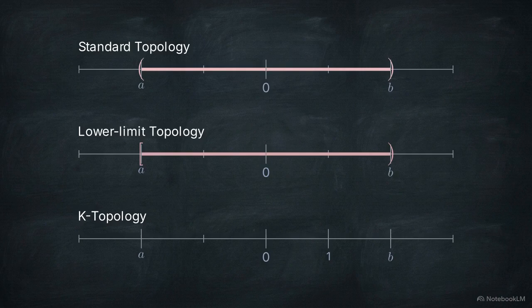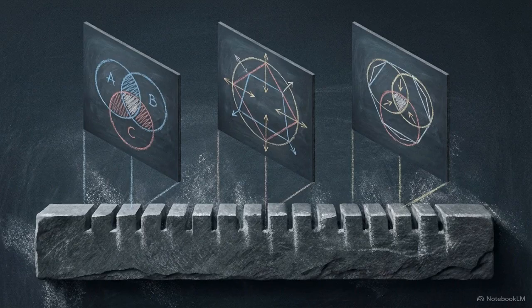Finally, we have the highly complex K-topology. This is generated by standard intervals, plus intervals that explicitly exclude the sequence of fractions 1 over n, creating a cascade of missing points dropping towards 0. We have 3 completely distinct mathematical blueprints attempting to structure the exact same real numbers. We have to prove which blueprint creates the finest reality.